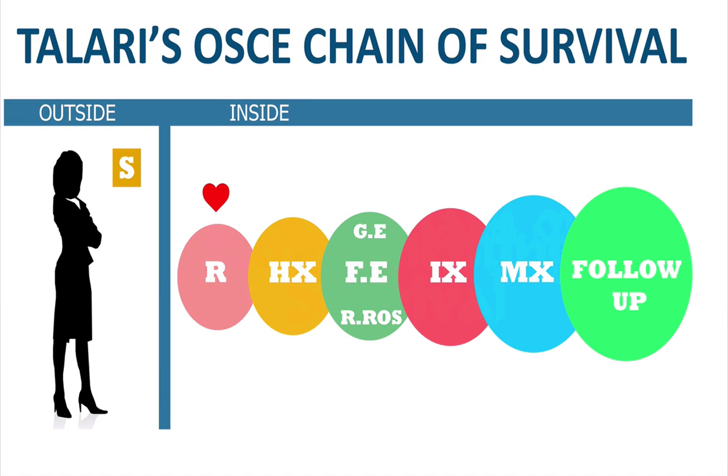Okay, this is Talari's chain of survival. So you're standing outside the room. S stands for scenario there. Okay, you're reading the scenario. Then in the chain of survival, you will move on to R, which is building rapport and winning the patient's heart. Okay, this is where you use the 3-step formula, you use the 5-step formula, because there are lots of communication skills used in that R bit of the chain of survival, because you try to build rapport with your patient before you take any history. That is very, very important.